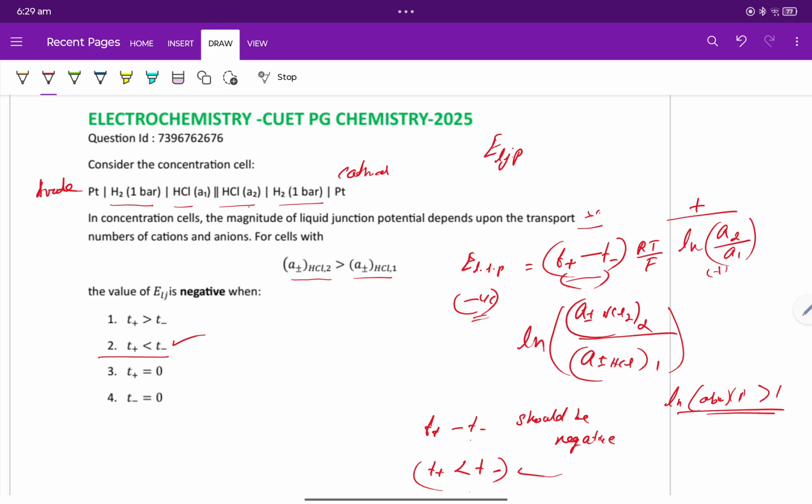Remember students, you have to always remember the liquid junction potential as this value whenever you are using the activity. Whenever you are using the concentration, this equation is a bit different. So if you are using the activity, ELJP should be equal to T plus minus T minus. Please make a note on that.